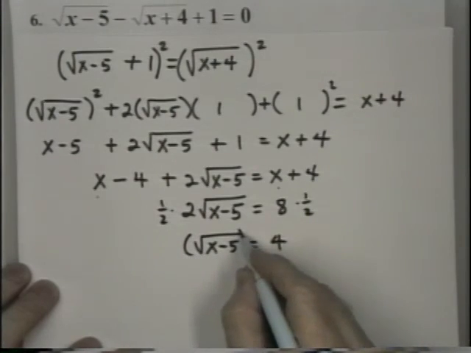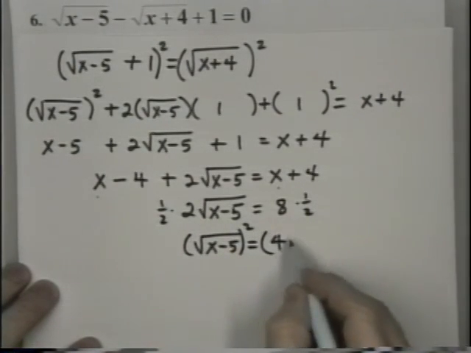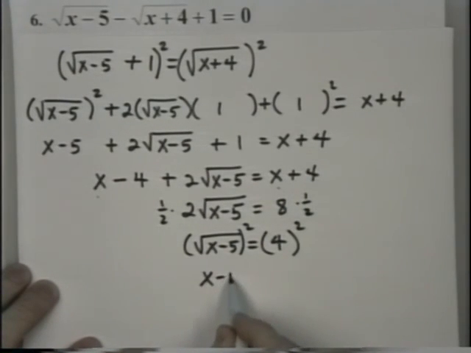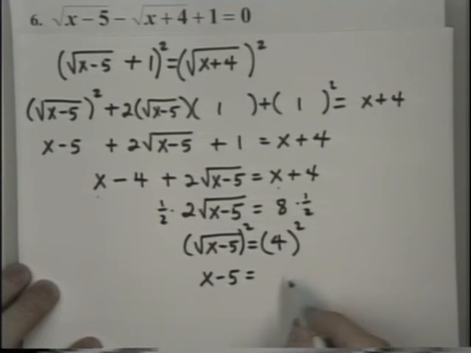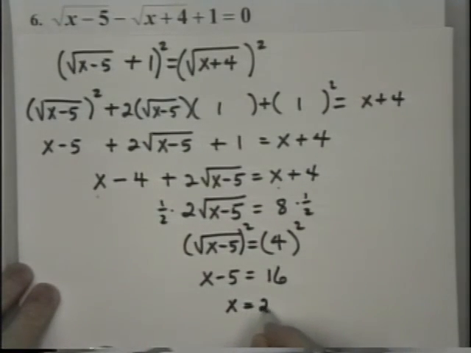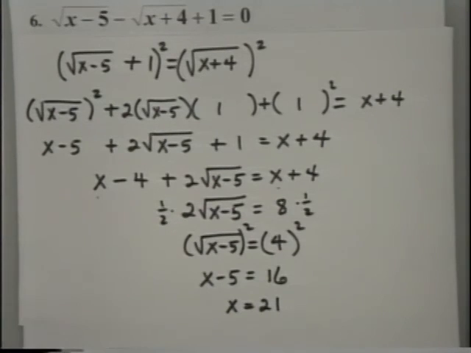Square both sides. Again, left side in parentheses squared, right side in parentheses squared. That'll give me just x minus 5 on the left, 16 on the right. Add 5 to both sides. Since it's just a linear equation, x equals 21. Maybe. Don't stop there.